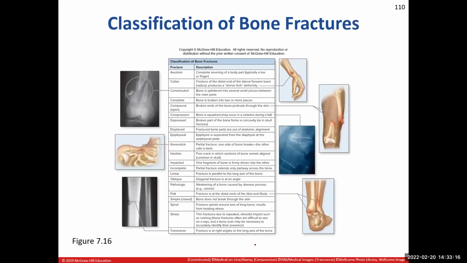So again, this chart here, figure 7.16, has all these different types of fractures. Again, if you're interested, go ahead and take a look. There's a possibility that there might be one question on a test that asks you about one of these types of fractures here. So I'll let you take a peek at that.